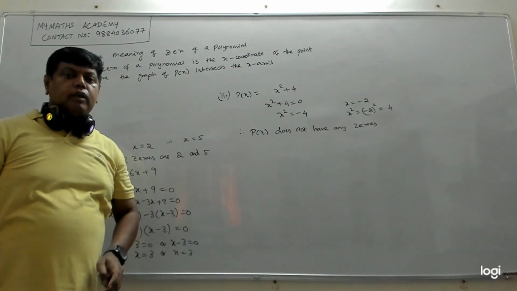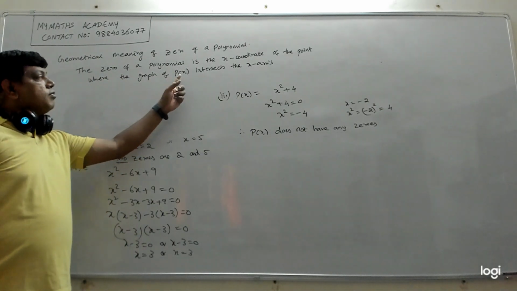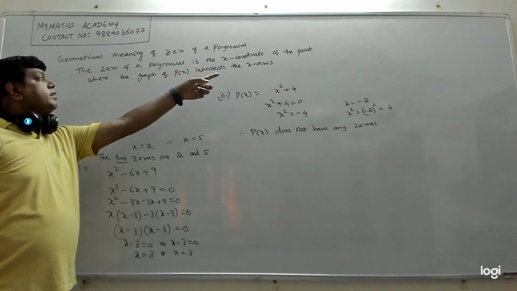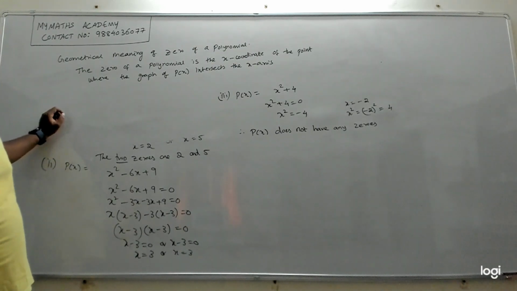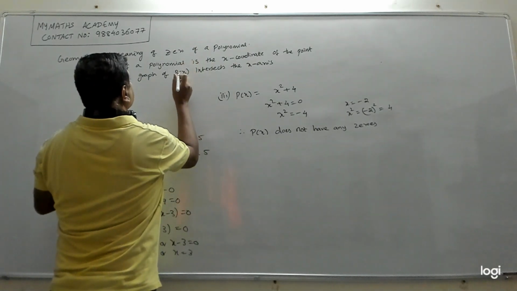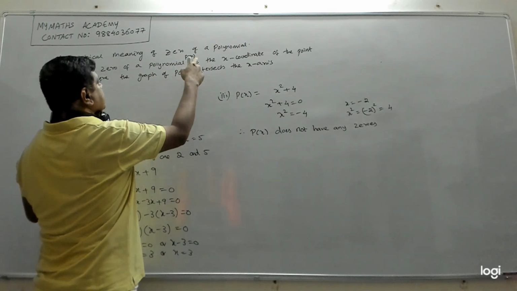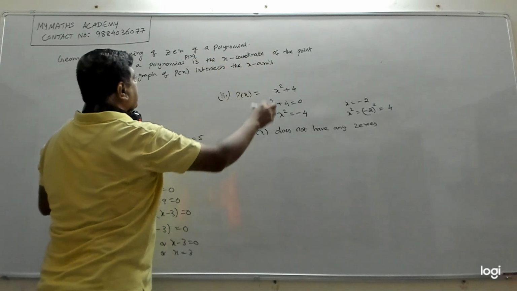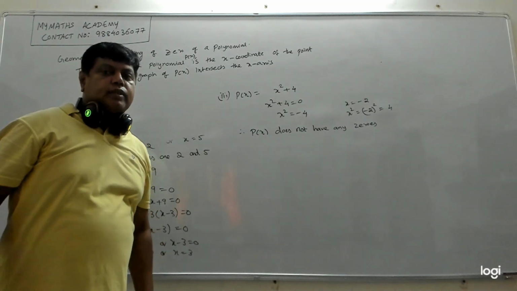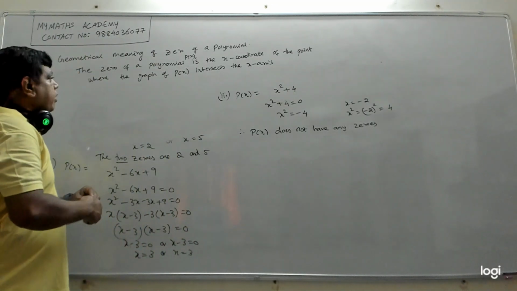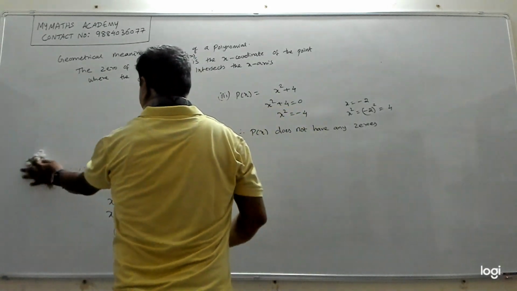Geometrically, what does it mean? The 0 of the polynomial is the x-coordinate of the point where the graph of the polynomial p of x intersects the x-axis. Right? 0 of the polynomial p of x is the x-coordinate of the point where the graph of p of x intersects the x-axis. So we'll do one example to understand this definition. It may be a little confusing, right? So let's take an example.